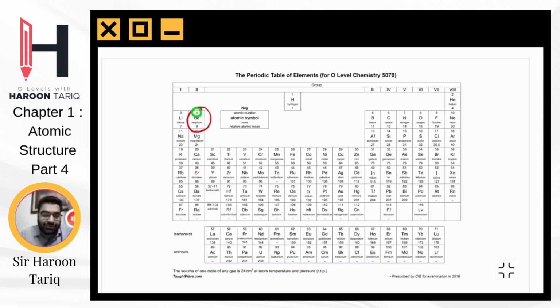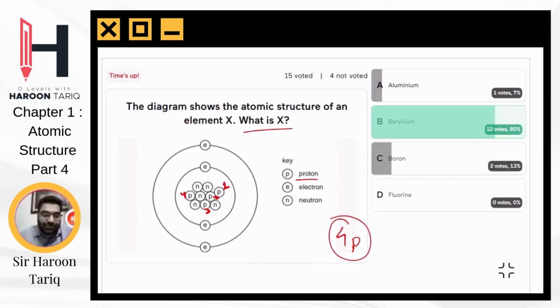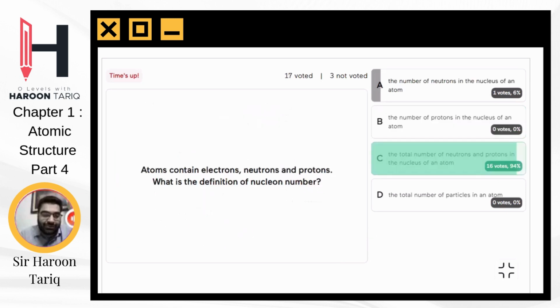We can recognize an element from its proton number because it is unique for every element. So this is beryllium. So the correct answer here has to be B, beryllium. How do I know? I just counted the number of protons. 4 protons would mean this is the element which has 4 protons in the periodic table.